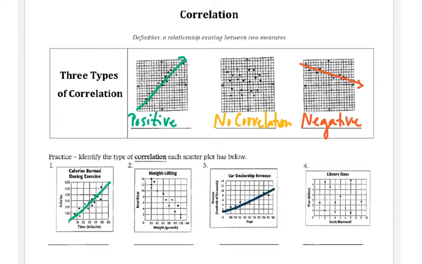So correlation is the pattern or the trend between our 2 variables. It's either going up, which means it's positive, it's dropping down, which means it has negative correlation, or you can't see a line and it's called no correlation. Very easy. So on your notebook paper, make sure you have numbers 1 through 4 written down as positive, negative, or no correlation.